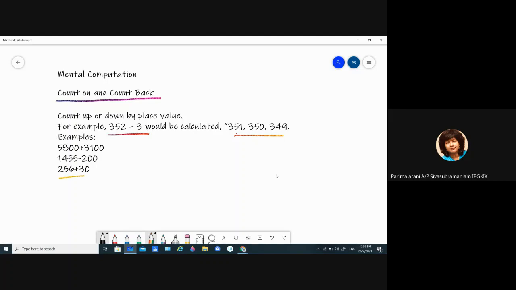Another example, 256 plus 30. We can count on. So 256, we want 30. So 256, 266, 276, 286. That's your answer. So we have counted 1, 2, 3 tens. We have counted on in tens.